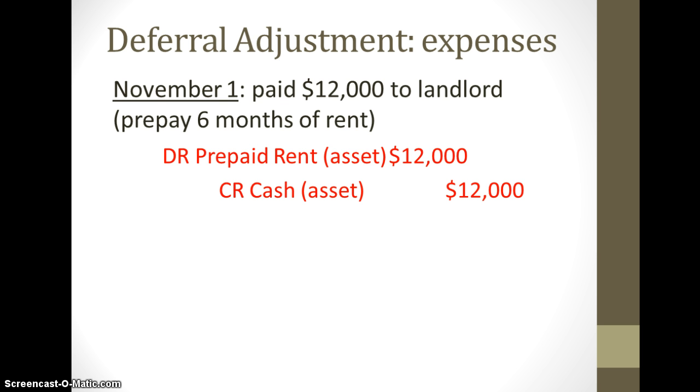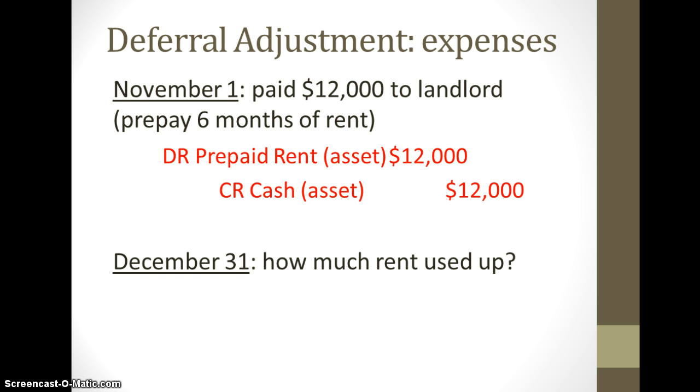Now we set up this asset account because this is going to be a benefit to us for the next 6 months. We've prepaid our rent for the next 6 months, so we have this new asset called prepaid rent, or prepaid rent expense. So we're going to debit that, and because we've given them cash, we're going to have to credit our cash account for $12,000.